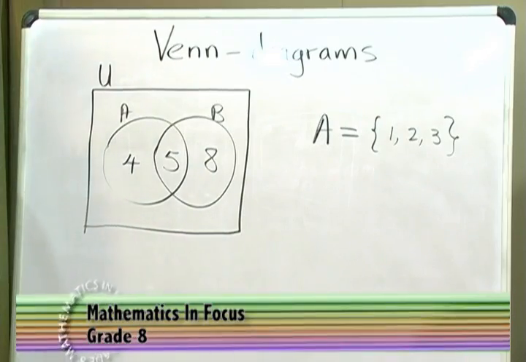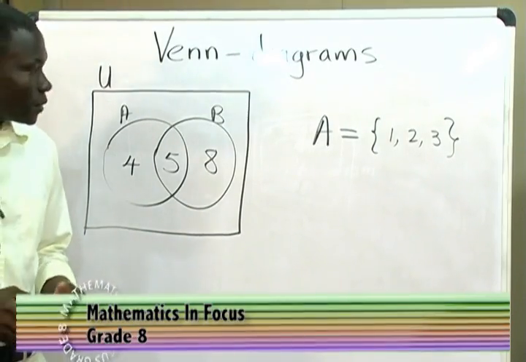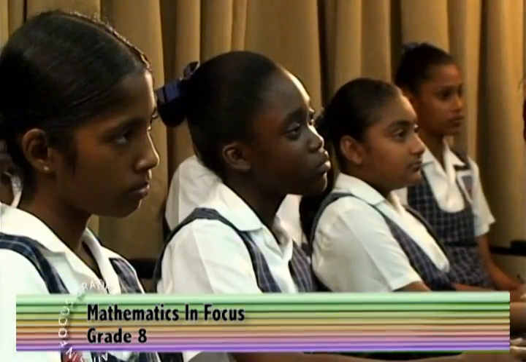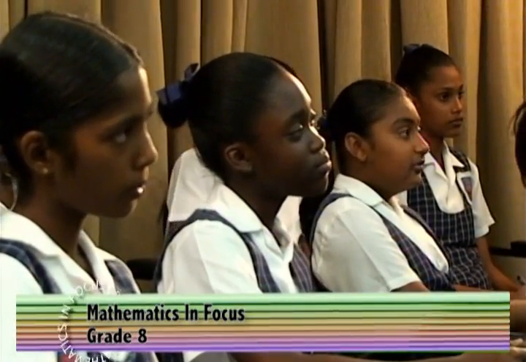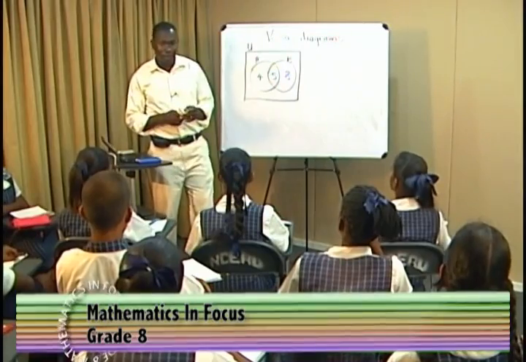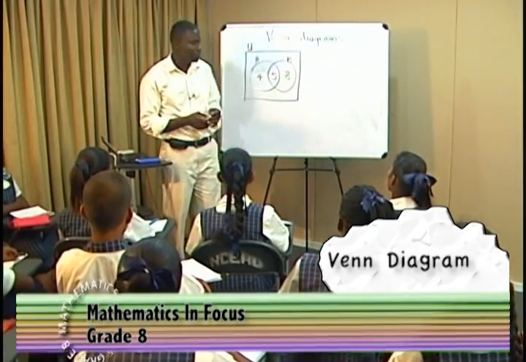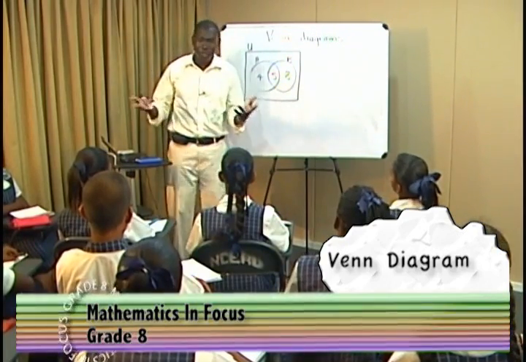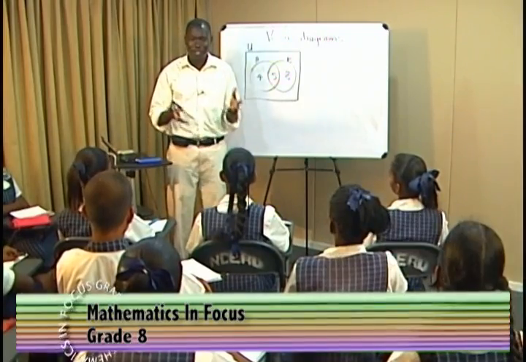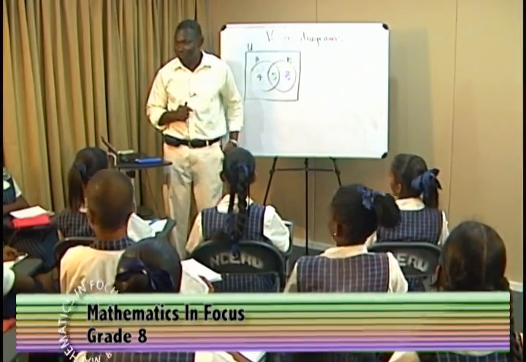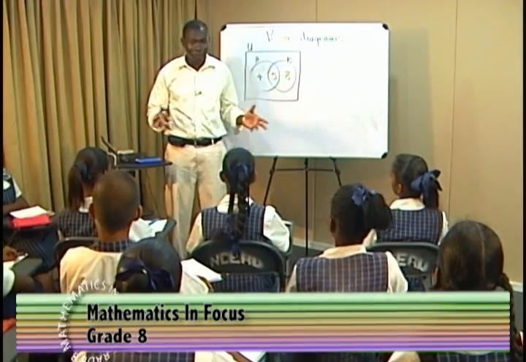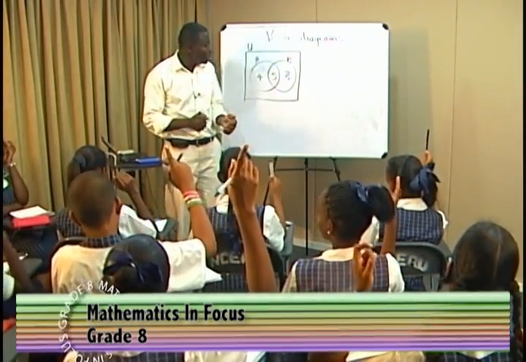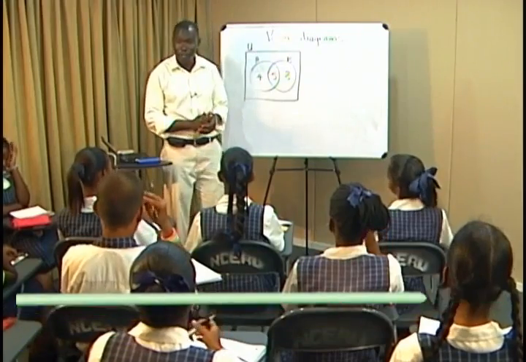First question. What is the number of students who study agriculture? 4. Are you sure? 9, sir. So why am I getting two different answers? Some saying 4, some saying 9. Let me see those who say 4. Nobody said 4 just now. Those who say 9, raise your hand, let me see. Why did you get 9 for those who study agriculture?